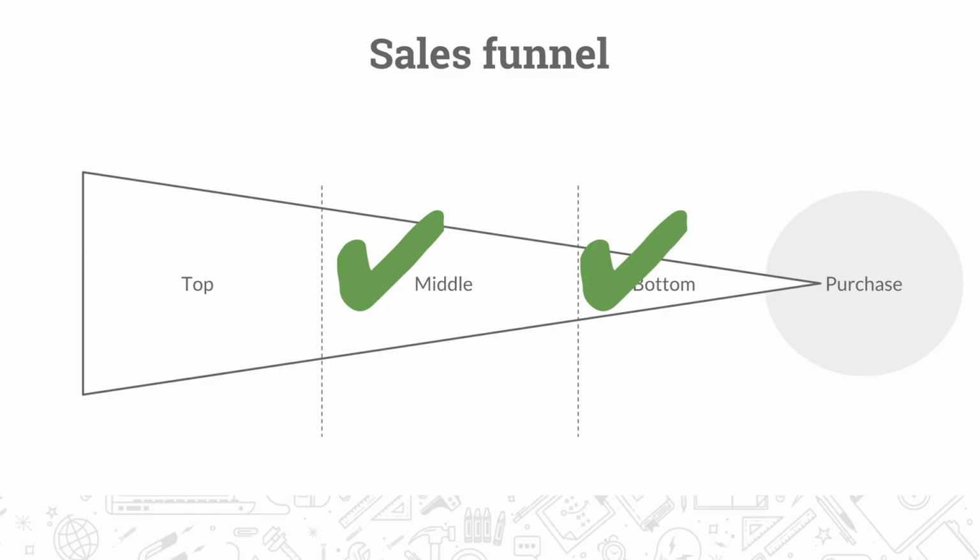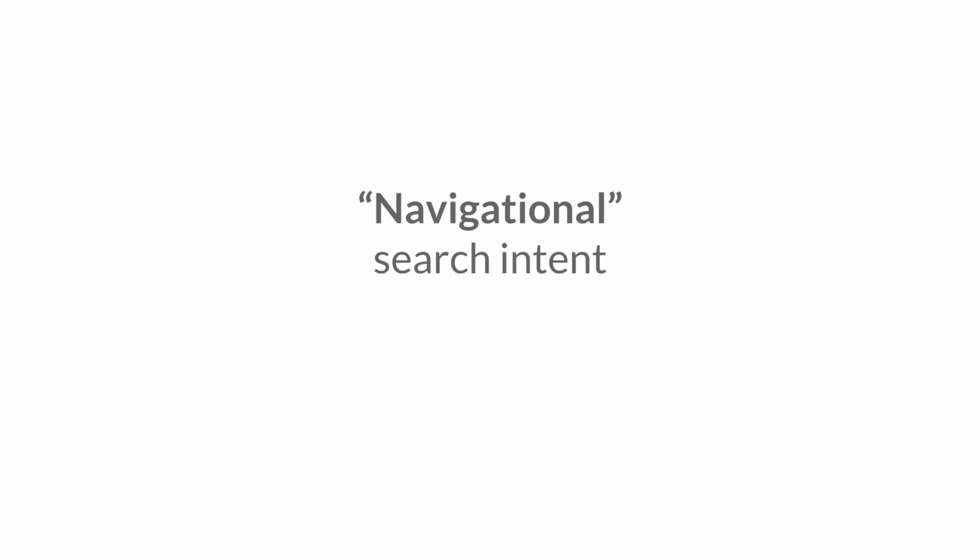This is generally related to the middle and bottom of the funnel. So I'm comparing dishwashers, I'm looking at 2 different types, or maybe I'm ready to make that purchase. So transactional search intent starts moving us down the sales funnel. The last most common search intent type is called navigational search intent. So what is navigational search intent? Let's look at a search engine result page that displays this.